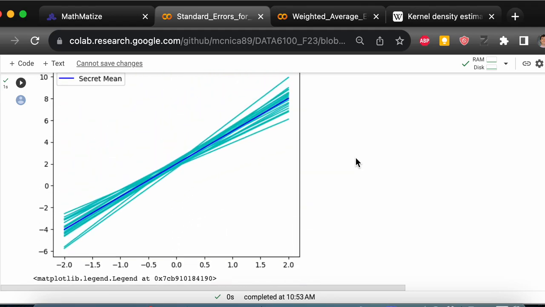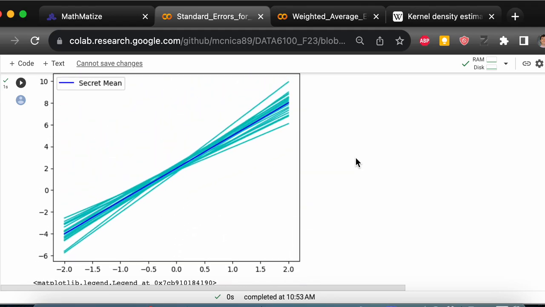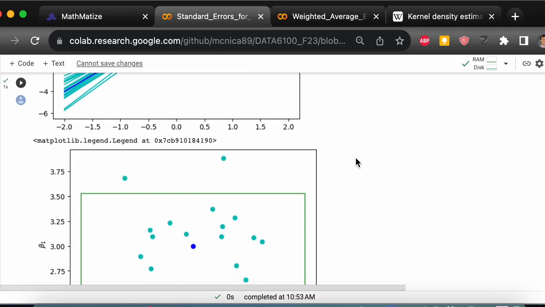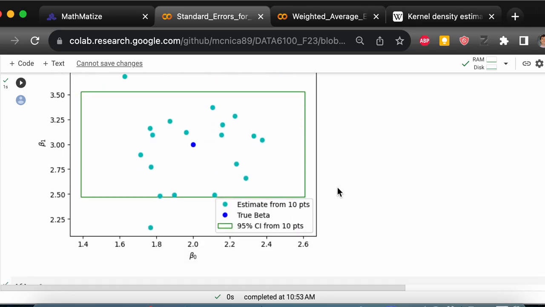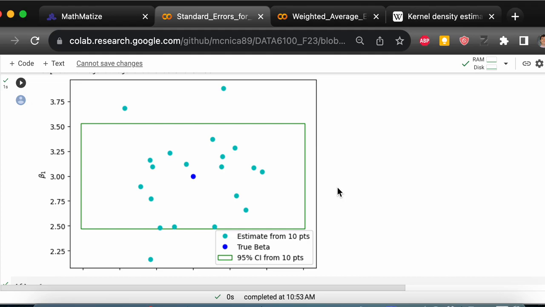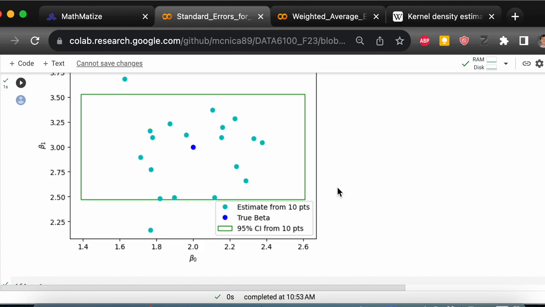So it's the same picture as this, but represented in a different way. These are the lines. These are the slope and the intercept of the lines. And the nice thing, and this is very similar to the Gaussians we just did, exact same idea, you can calculate the 95% confidence interval for beta 0 and beta 1. For the Gaussian, it was one number, so it was one interval. For beta 0, it's one interval, going from 1.4 to 2.6. And for beta 1, it's going between 2.5 and 3.5.